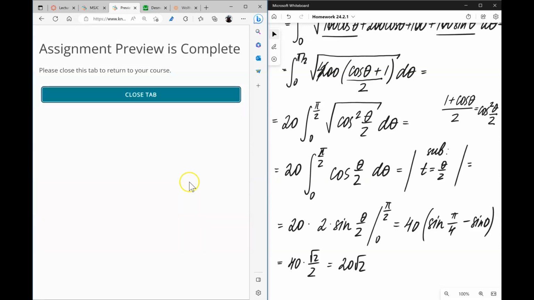And we finished this homework, and if you have any questions about finding the arc length in polar coordinate system, please let me know.